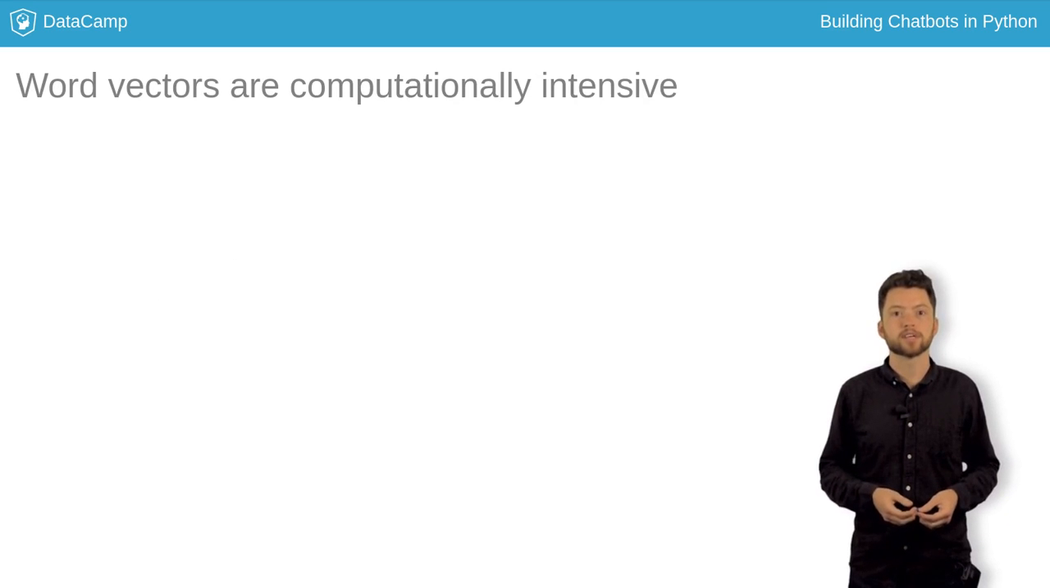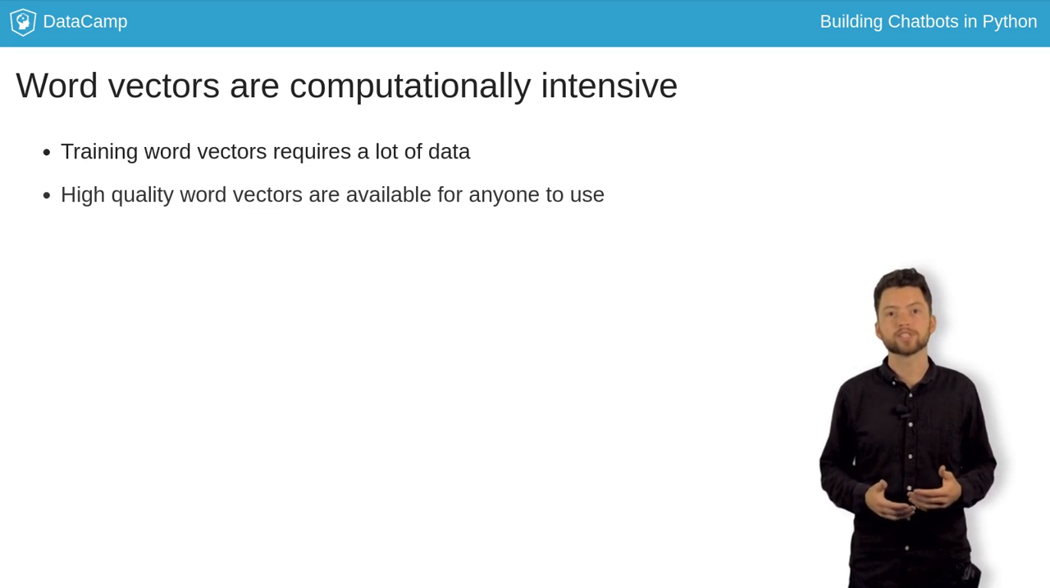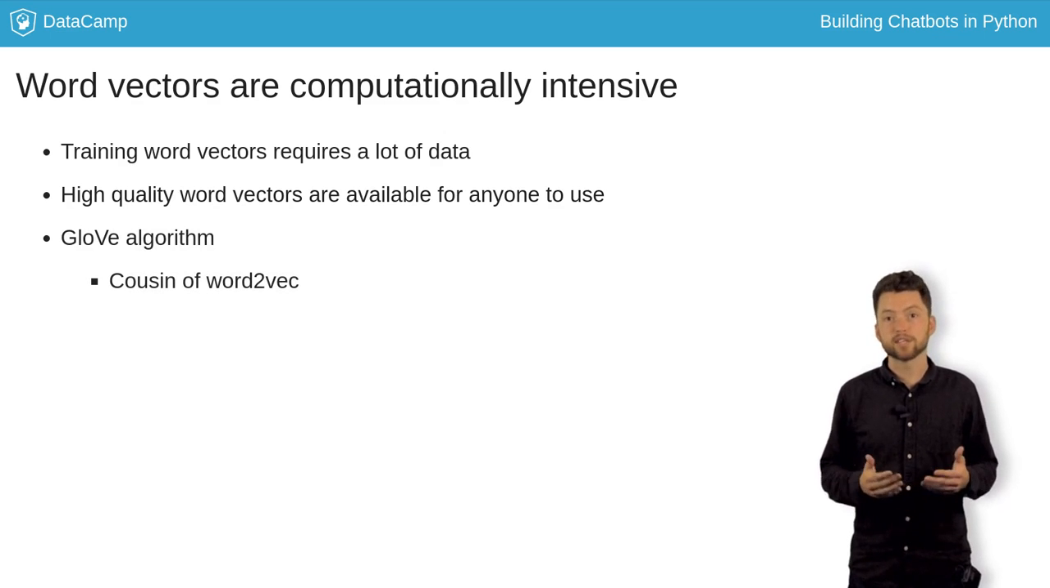Training word vectors can take quite a bit of computer power and lots of data. Fortunately, there are high-quality word vectors available for anyone to use. For these exercises, we will use vectors trained using the GloVe algorithm, which is a cousin of word2vec. The excellent Python NLP library spaCy makes these especially easy to work with.